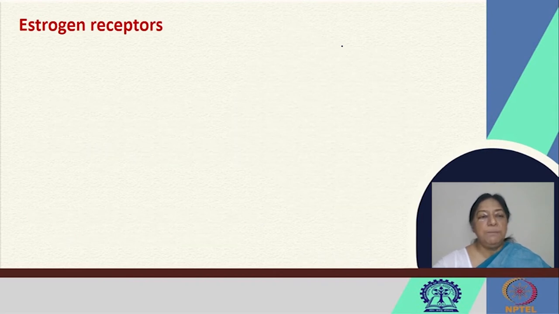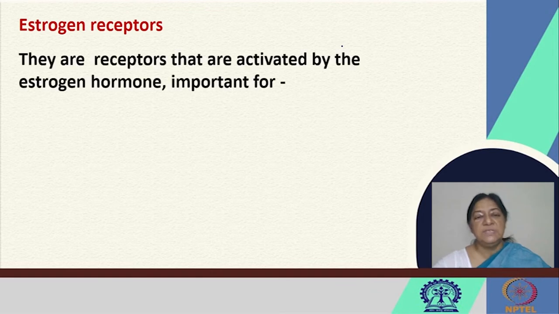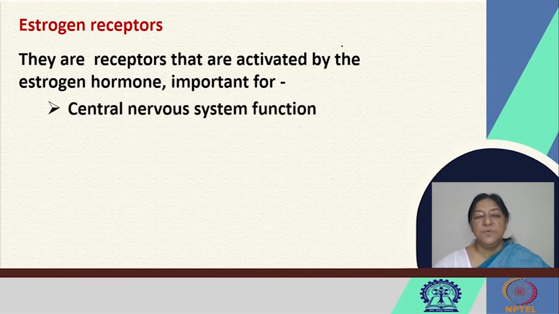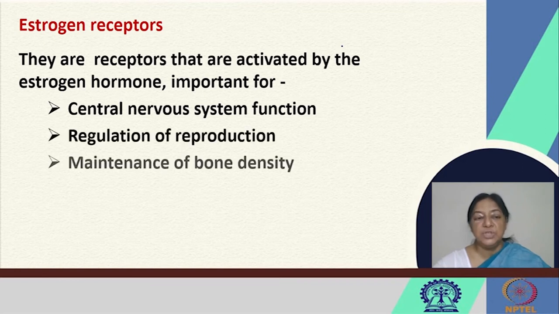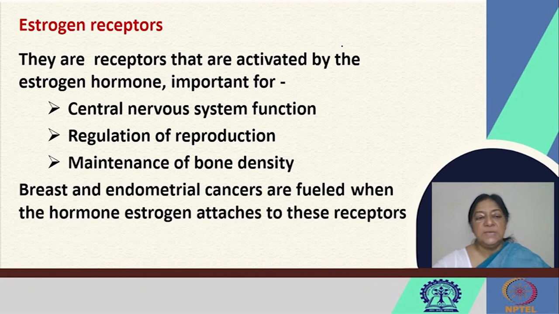We look at the example of estrogen receptors. Estrogen receptors are receptors that are activated by the estrogen hormone. These are important for central nervous system functions, for regulation of reproduction, for the maintenance of bone density. This means that breast and endometrial cancers are fueled when the hormone estrogen attaches to these receptors.